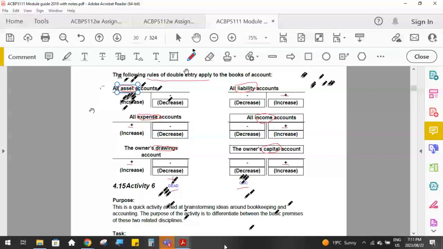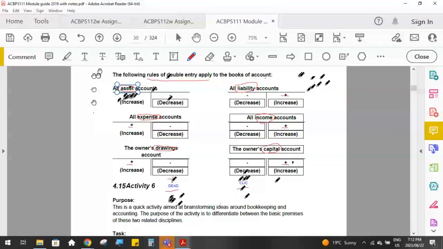And capital minus drawings gives us the total of the owner's equity. And right on the right-hand side of the page, we've got the column for liabilities, also split between non-current liabilities and current liabilities, with the account names that fall under those two categories.